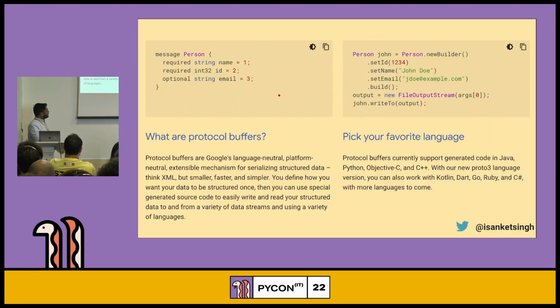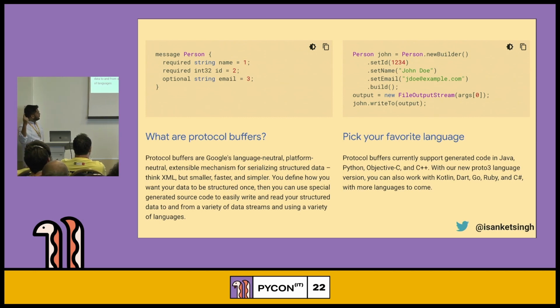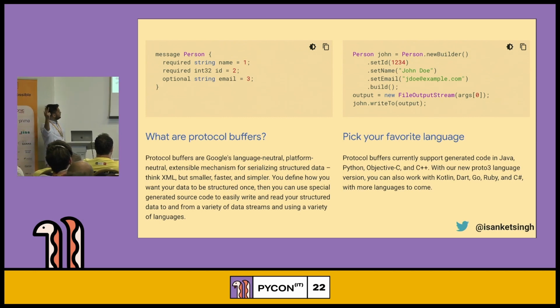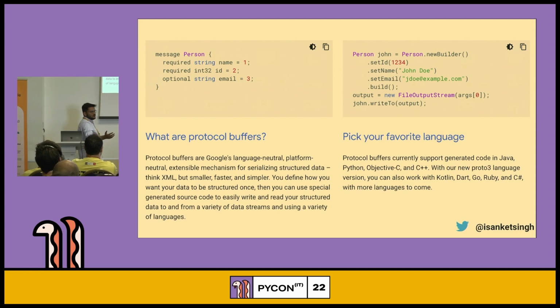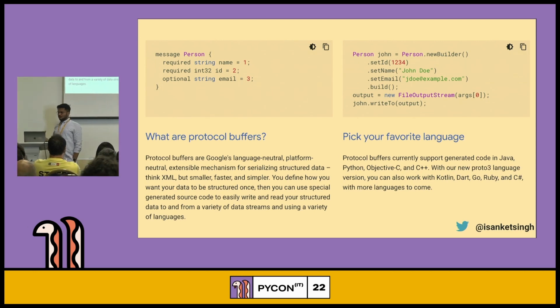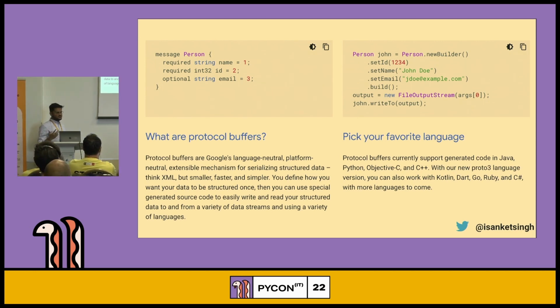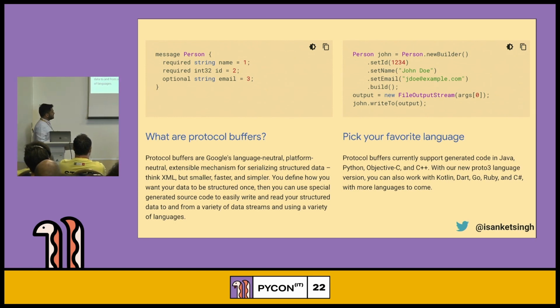So according to the official documentation of Google, if you read about what protocol buffers are, because if you're still not able to understand what protocol buffer is, it's a language-neutral, platform-neutral, extensible mechanism for serializing structured data. Think about XML, but smaller, faster, and simpler, right? So the same thing, but it comes in a package that is a bit faster, a bit smaller, and obviously better.